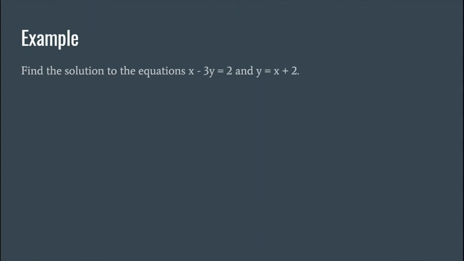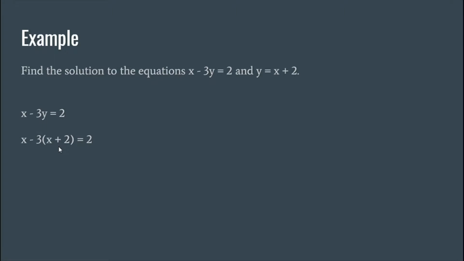So we're gonna find the solution to x minus 3y equals 2 and y equals x plus 2. So in this case, this equation has already been solved for y. So I'm going to substitute x plus 2 into this equation here wherever I see y. So I'll start with that. y is also equal to this. So I'm going to put that in, I'm going to substitute that in for y.